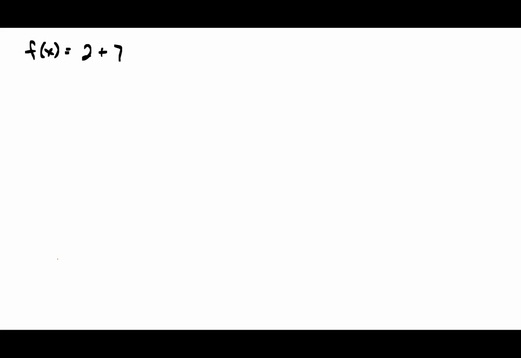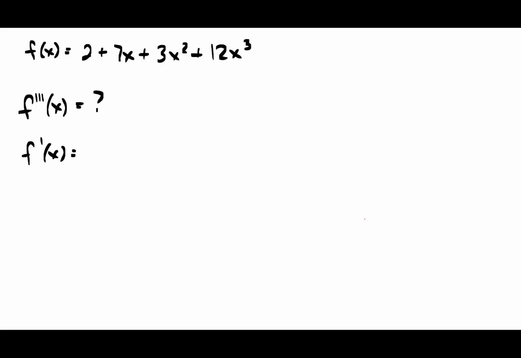Alright, and the next one. Next one is, what's the third derivative of that right here? So as we've been studying, you could do it the long way, you could do it the short way. Let me do it the long way, and then you can say, oh, that's what I just learned here. If you take derivatives, what's going to happen? The 2 is going to go away. The 7x becomes a 7. 3x squared becomes 6x, and this guy becomes 36x squared.